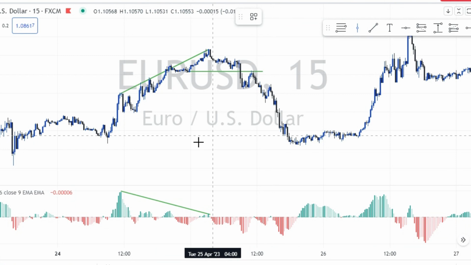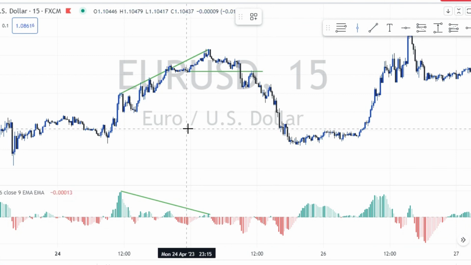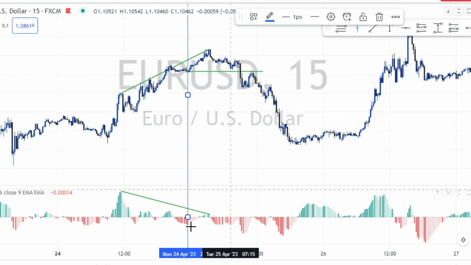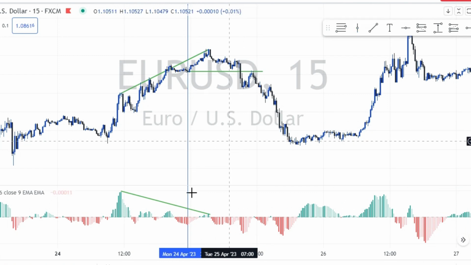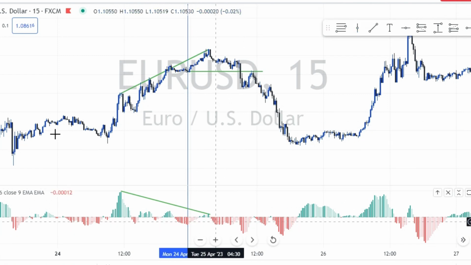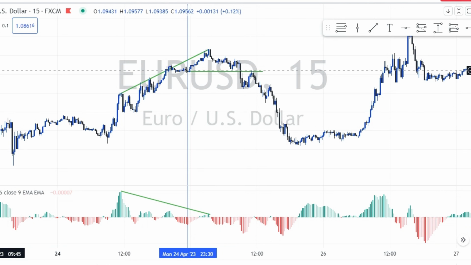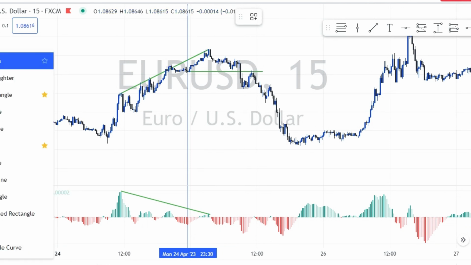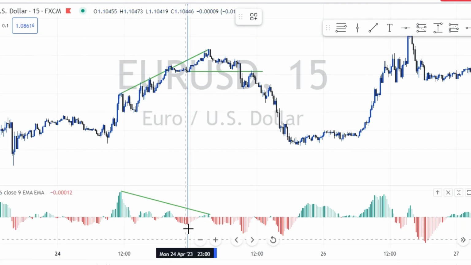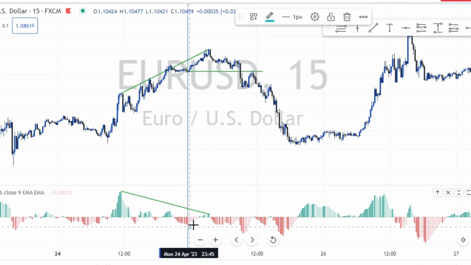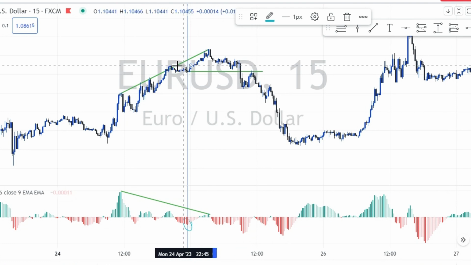Let me put a horizontal line to show you where our previous low is. We pick the highest point of the MACD. So now this becomes our previous low, right? This one here is our previous low. Even here, this is our previous low.